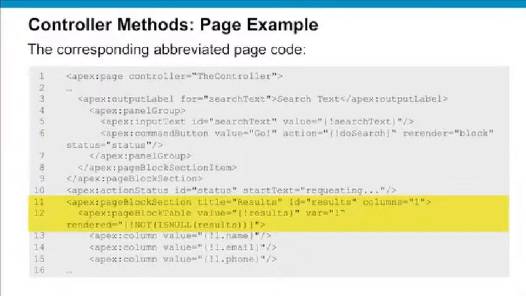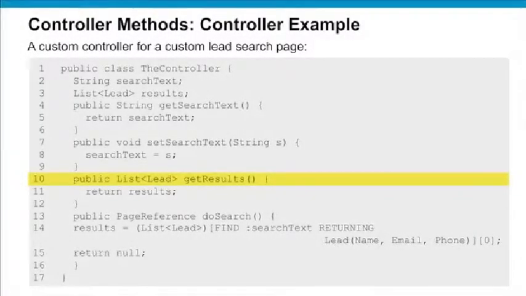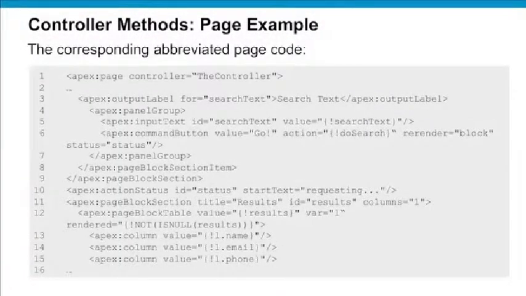So what we're going to do here is call get results. Let's pretend that we found 3 leads that contained the keyword dog. What's going to happen in this case is we're going to iterate over those 3 records. We are going to give a temporary variable name of L to each of those leads, and we're going to display the name, the email, and the phone.